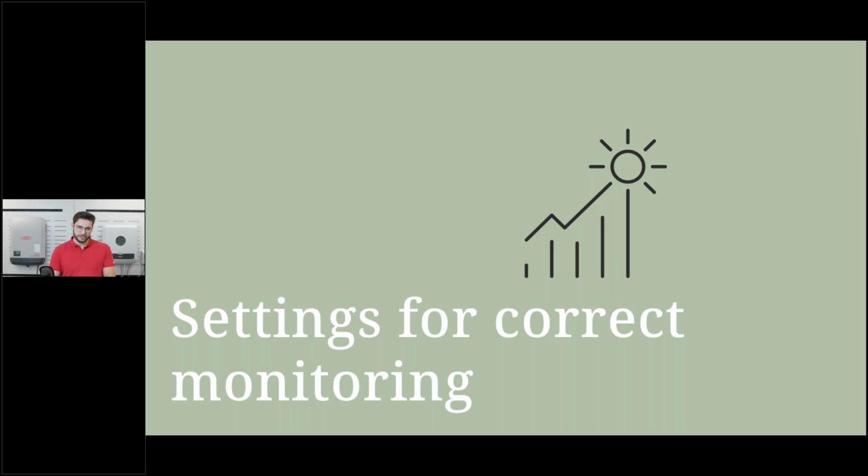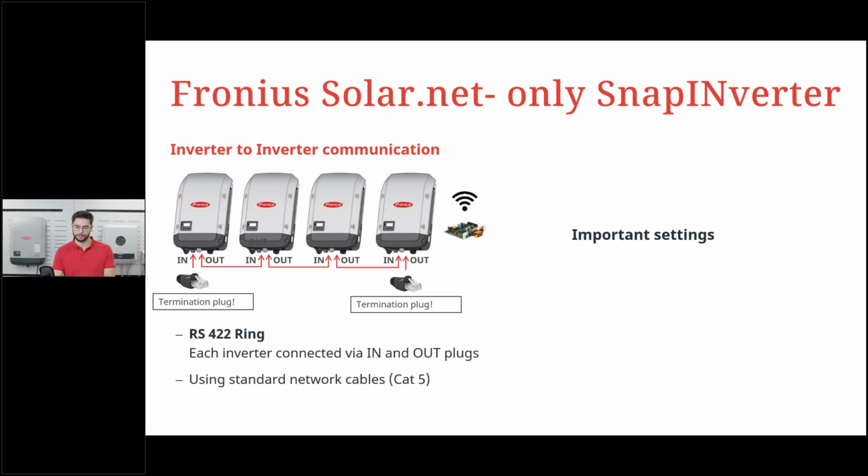Okay, so that's it for the ripple control signal. Let's head on to some very important settings for the correct monitoring. And we start with the Snap inverter and its solar net ring. We've heard it's only available for the Snap inverters. It's an RS422 signal in a ring-shaped manner, basically, and it's done via an in and out communication setup.